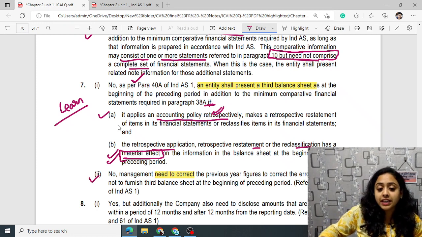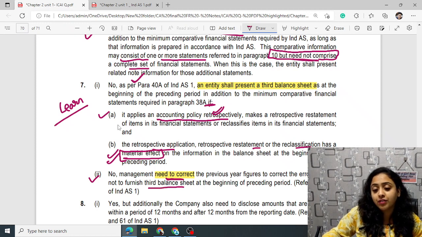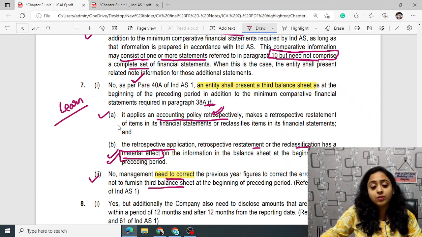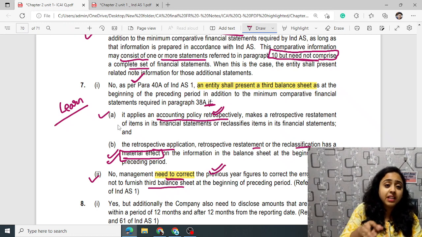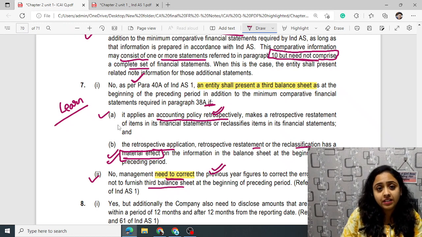Secondly, no, management need not furnish a third balance sheet at the beginning of the preceding period for correcting an error. But the management does need to correct the previous year's figures. They cannot put the entire amount on the current figure itself. If there is an error, you have to correct it. Okay, you have to put the impact on the previous figures as well. You cannot just correct the current period effect. Okay.